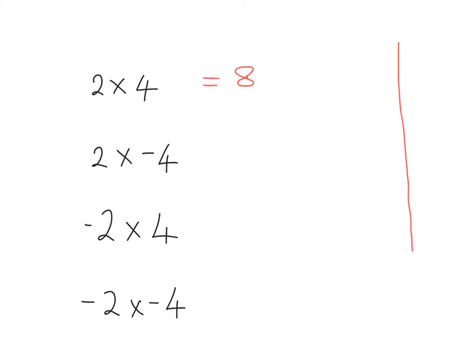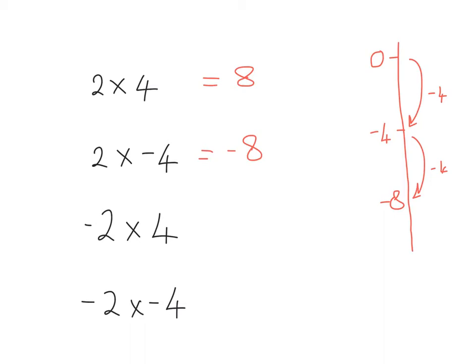So if I just do a little number line, I'm going to start at 0, and I'm going to do one lot of negative 4. And then another lot of negative 4 would be minus 8. So 2 times 4 is 8, 2 times negative 4 is negative 8.